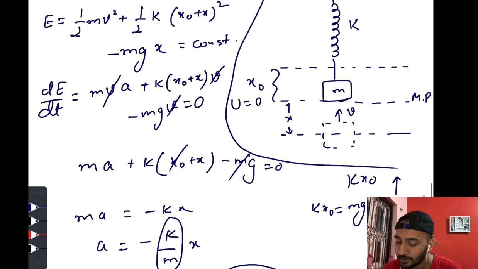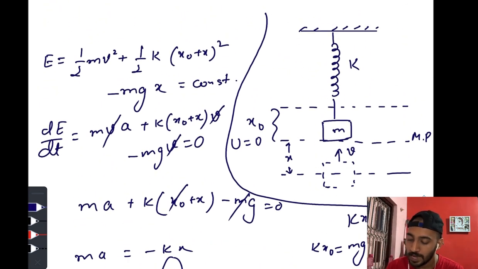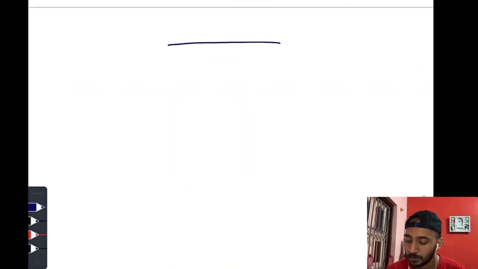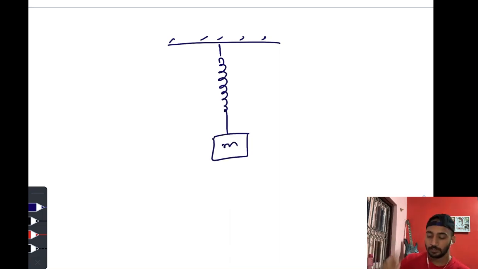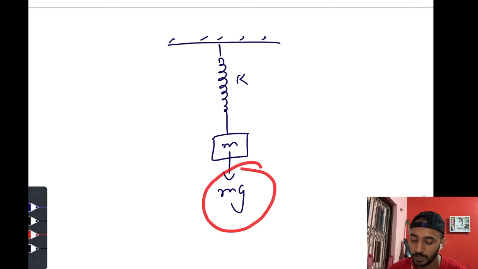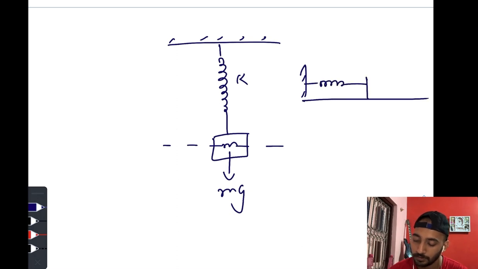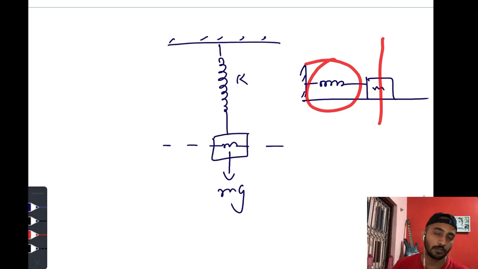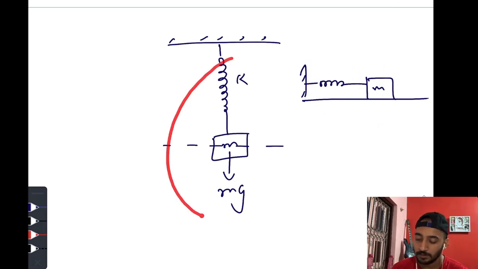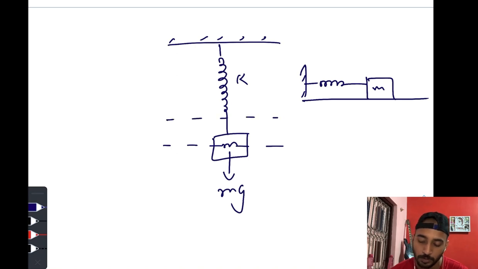One more thing I can tell here for this question: as you can see, when I am placing the whole spring block system in a vertical manner, there is always a constant force mg acting on the mass. Okay, but this mg is just shifting the mean position. That means if I keep this whole system in a horizontal manner, the mean position would be the natural length of the spring. But in this case the mean position is not the natural length, the spring is initially stretched by some amount, mg by k. But that does not hamper the time period of the system. For small oscillation, the time period in this situation and in that situation remains the same.